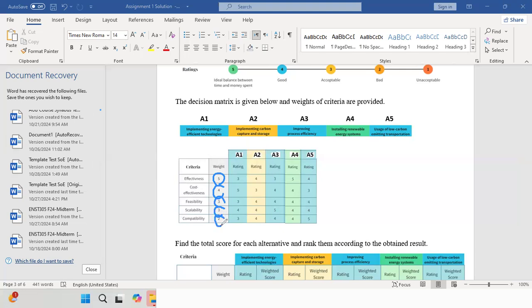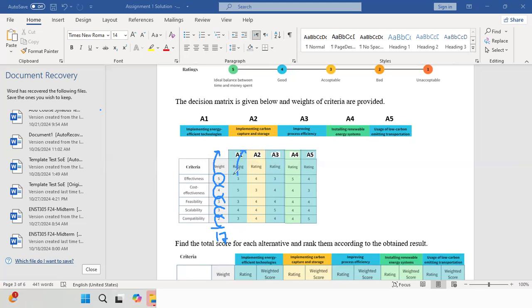If you want to transform them to weights, you can do it. All you have to do is to sum: 5 plus 4, 9, plus 3, 12, plus 3, 15, plus 2, 17. Then to get the weights in percentage, for effectiveness you have 5 over 17, for cost effectiveness 4 over 17, etc. But here, no need to do this. You can keep them as numbers, as they are. Then you ask, what is the technique to assess the score? The higher the weight, the higher the score will be, and the higher the rating, the higher the score will be. So the method will be to do the following.